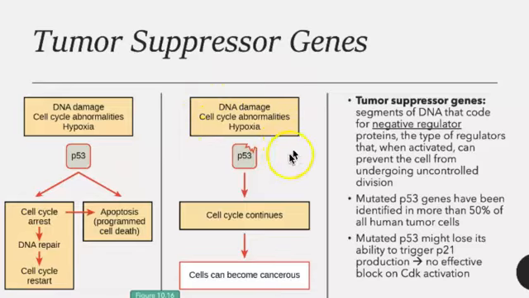But if we have a situation where we have those cases of DNA damage, abnormalities, and hypoxia, and our P53 has mutated or isn't working properly, then the cell cycle continues unchecked, and the damaged DNA is going to be passed on, and that increases the risk of cancer. So mutations in P53 have been identified in over half of all human cancers. So that just really highlights how critical this gene is for controlling cell division.